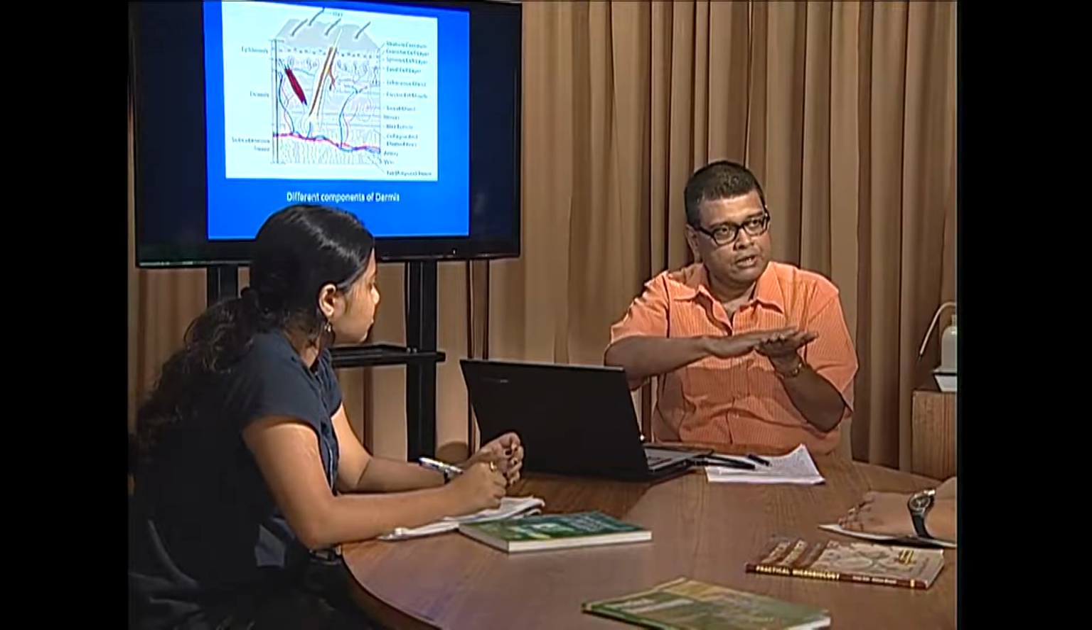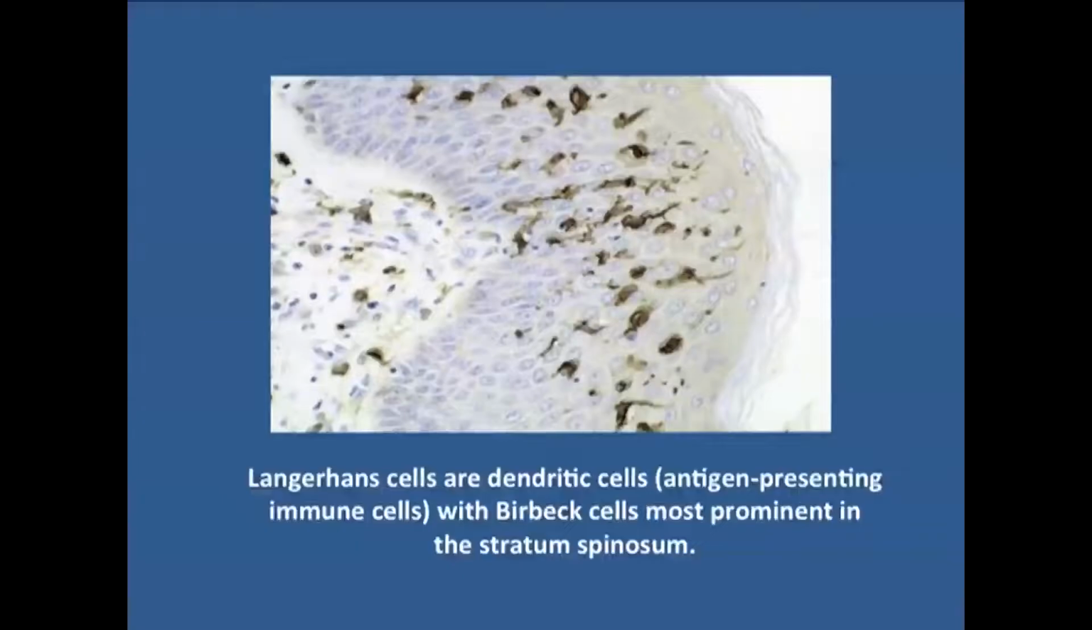So this skin has some functions. It prevents the entry of pathogens directly as a mechanical barrier, and it also lubricates the skin with different glands. One such cell is the Langerhans cell. What are Langerhans cells? They are specific dendritic cells. Why dendritic cells? Because they have projections. And these dendritic cells are antigen presenting cells. They present the antigen to T lymphocytes.